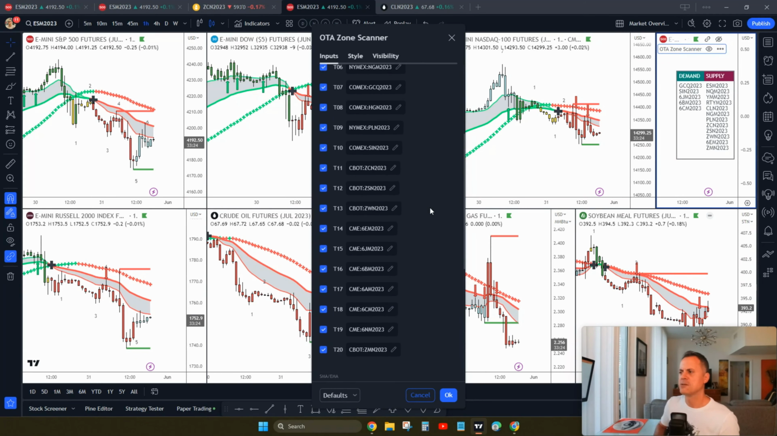Your supply and demand zone scanner can only hold 20 contracts at a time. Remember that. So if you wanted more than that, you would just put two of these on there and then just add the contracts that you want.